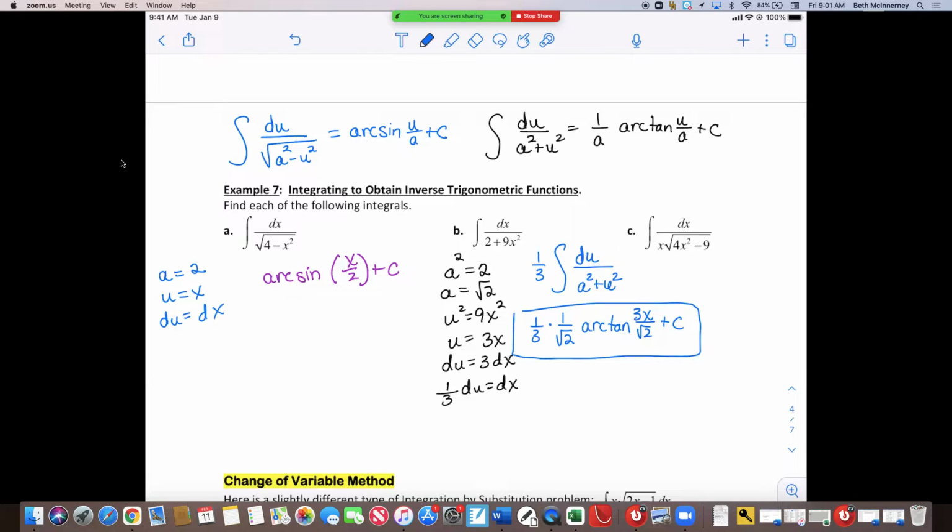All right, now that I've done part A and part B with you, I want to pause and give you maybe 2 minutes to try letter C. This one, of course, is going to be the third one. Try to recognize what A is, what B is. And do you understand why I have this extra 1/3? Does that make sense where that 1/3 came from? Good, good. Okay. So try the third one.